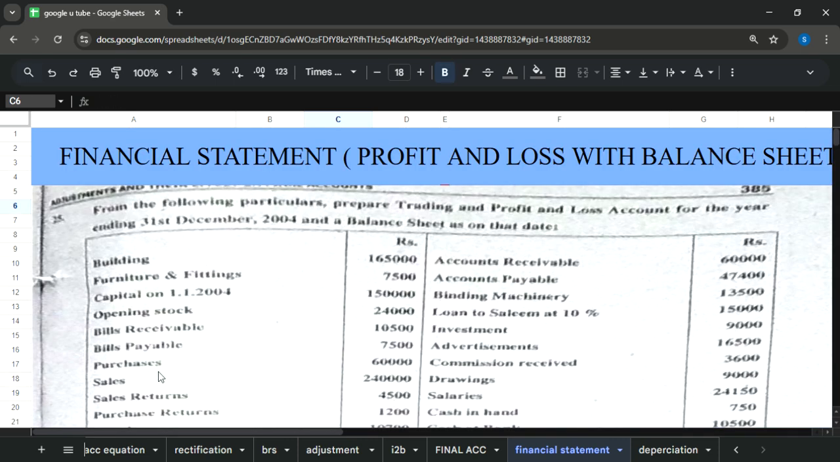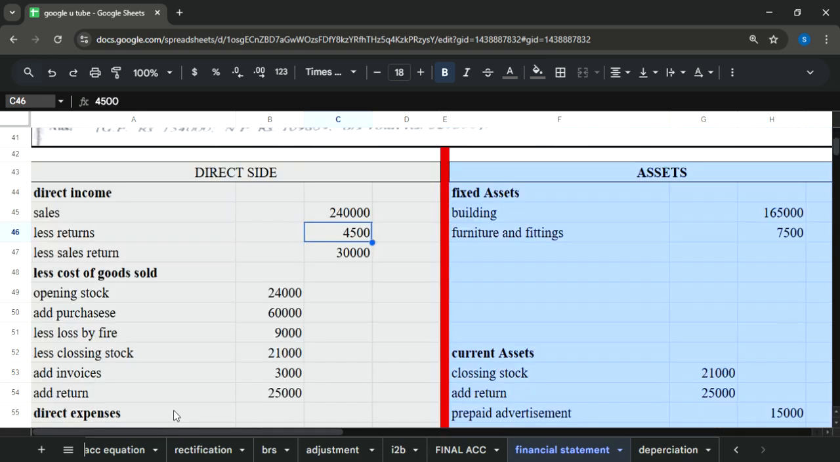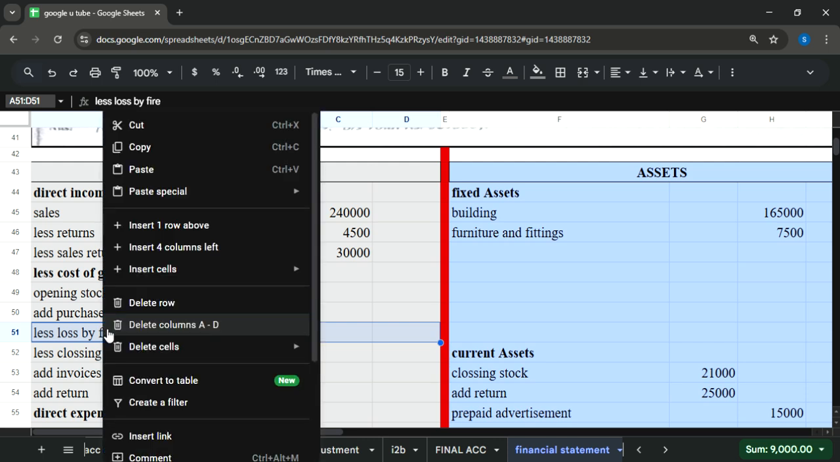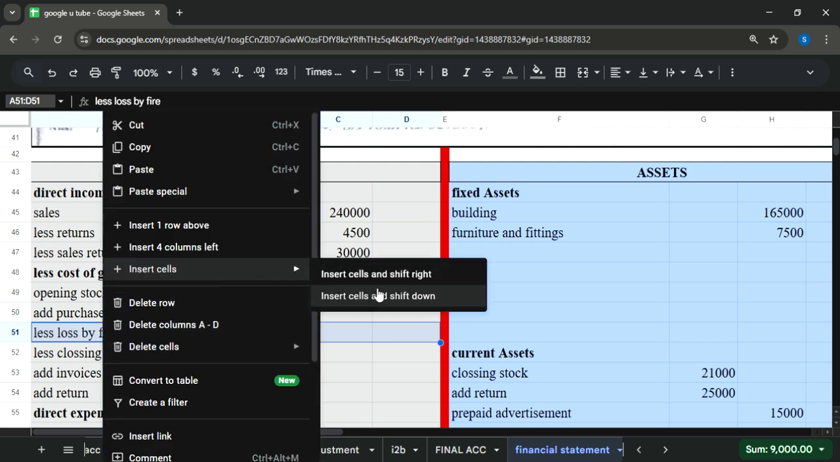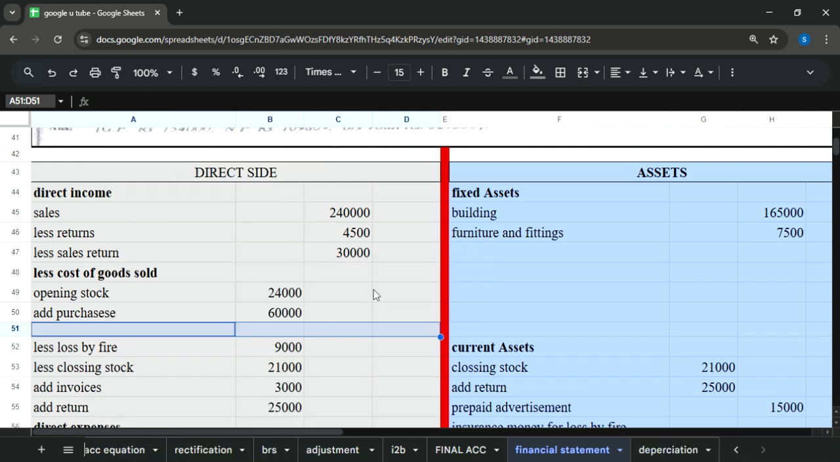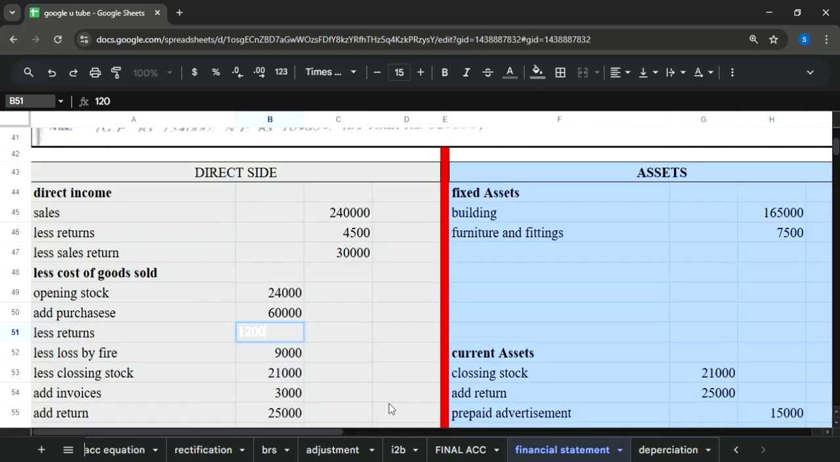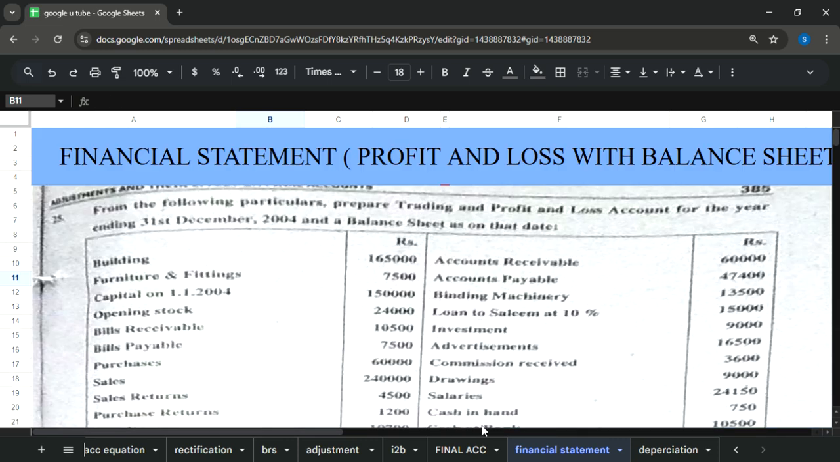Alright guys, sales return completed. Next, purchase return 1200, and we don't have the place of it. So here one more line for cost of goods sold as well. You can see that it never happened before because length of this question is too much. Less returns and amount of purchase return is 1200. Put amount in front of it. Alright guys, then we have purchase return entered.